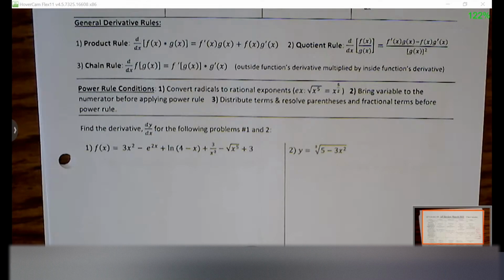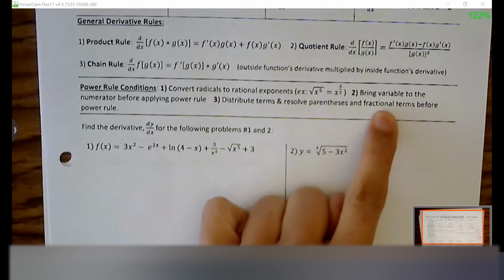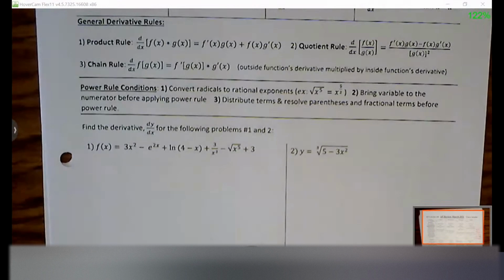And if we have fractional terms, we need to resolve that as well. So if I have multiple terms with x or one term in the denominator, I like to split up into individual fractions and then handle them accordingly and do power rule cleanup within each individual term.